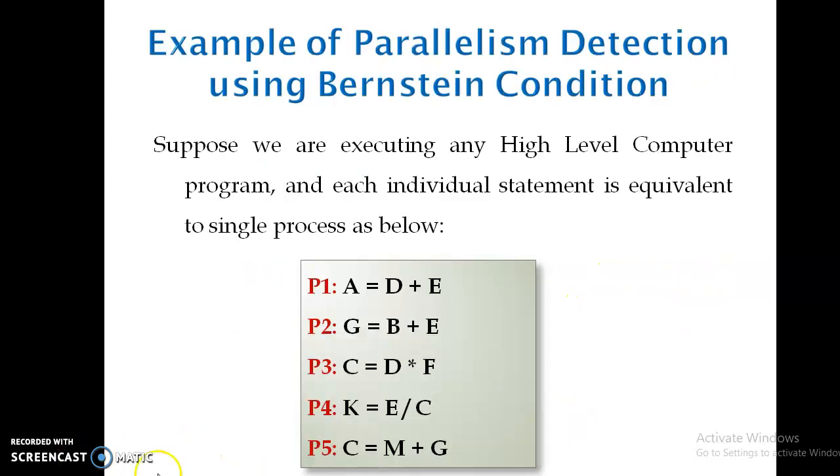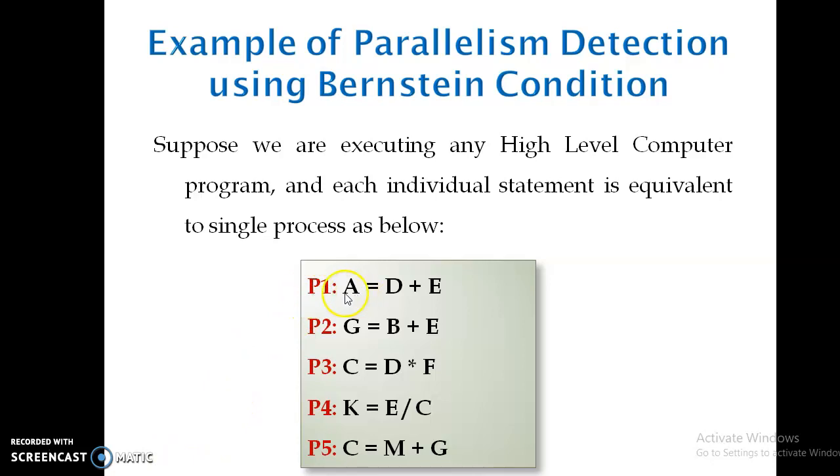Now we will move to the example of parallelism detection using Bernstein conditions. Suppose we are executing a high-level computer program, and each individual statement, that is, each individual instruction of that program, is equivalent to a single process as below. Suppose we have 5 processes in our computer program, where each instruction is considered as a single process.